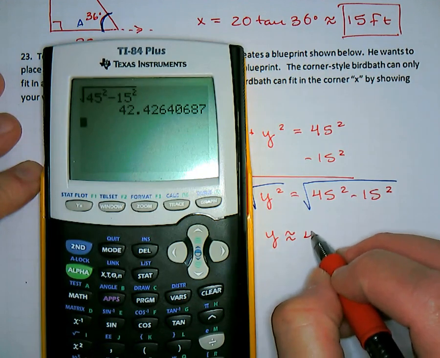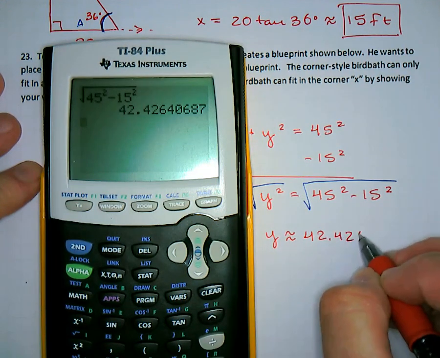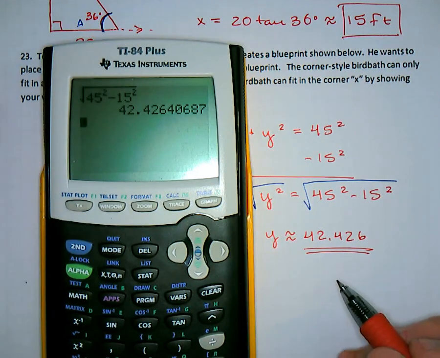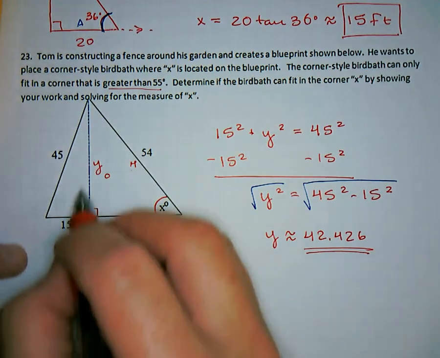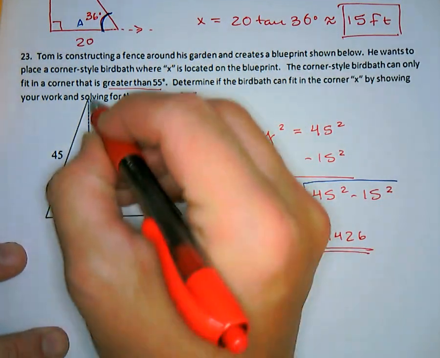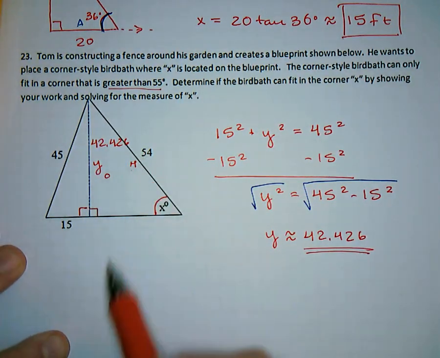42.426. Okay, we're going to need that. So that's an intermediate value. We're going to use that now. Okay, so this is 42.426 for this height. But now we can use our trig function.